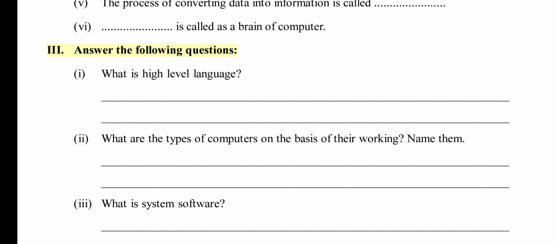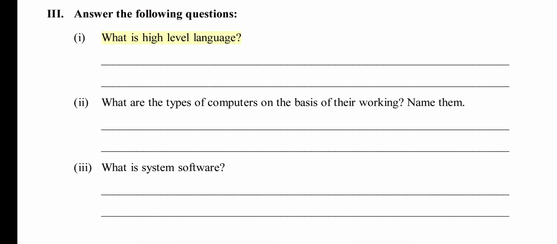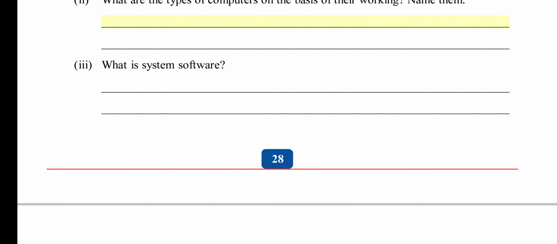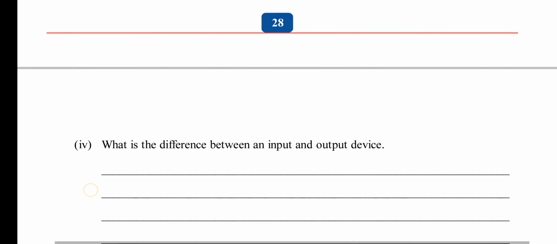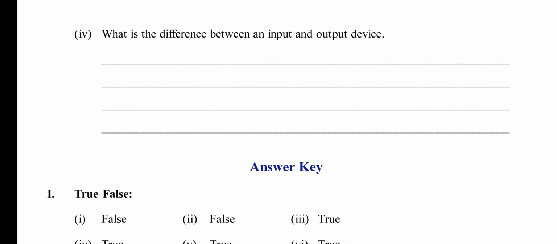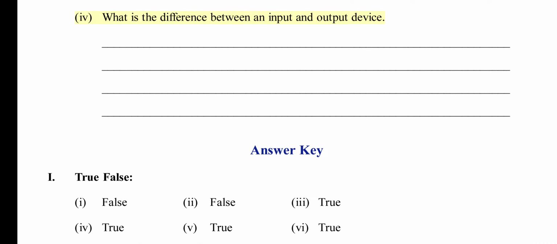Three: Answer the following questions. What is high-level language? What are the types of computers on the basis of their working? Name them. What is system software? What is the difference between an input and output device?